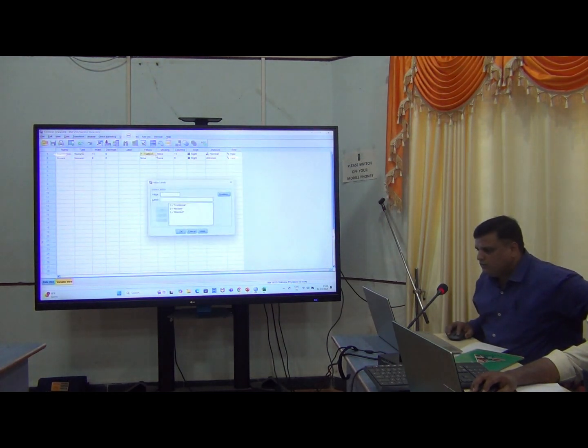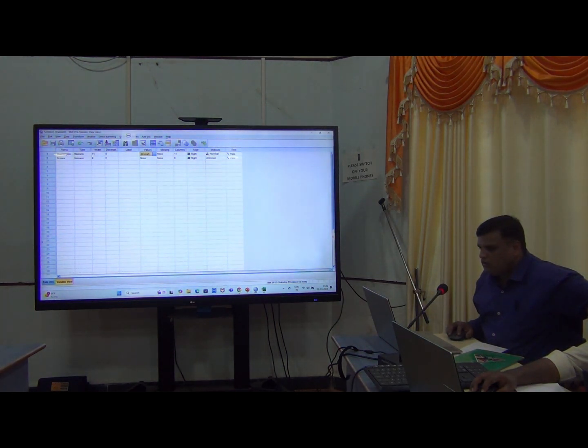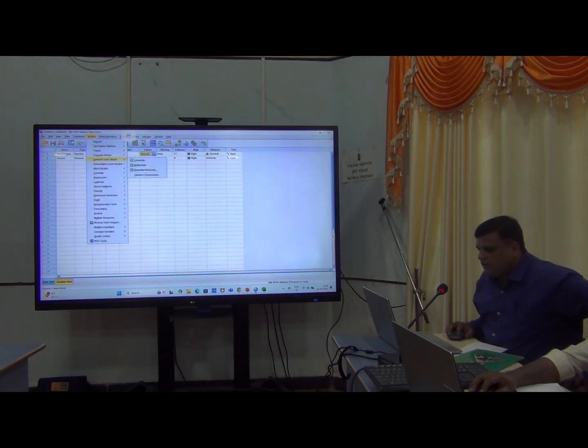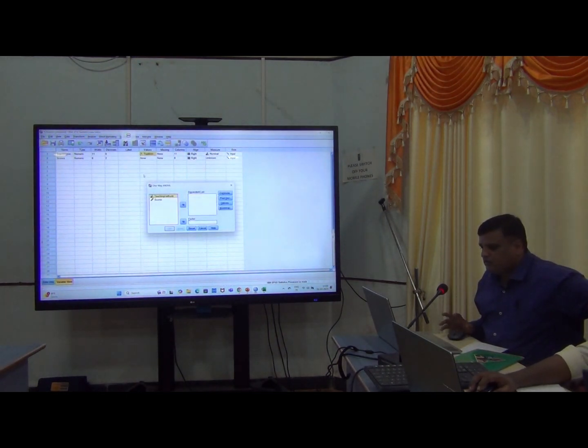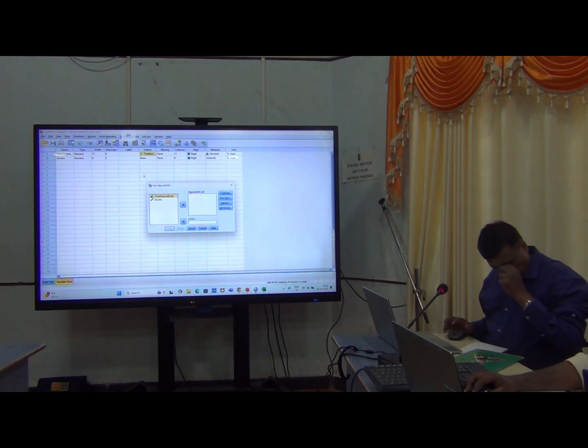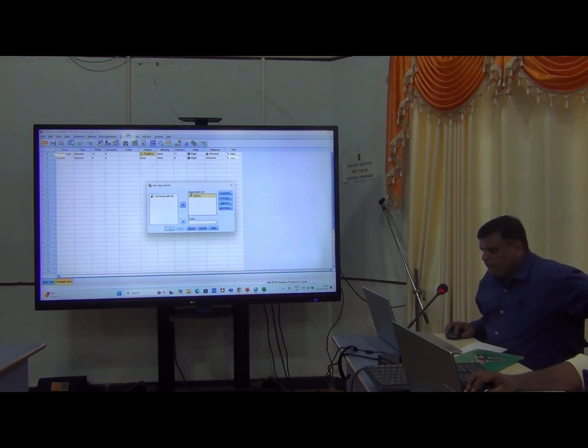So if you go here, one is traditional, modern and blended. Go to Analyze, Compare Means, there is One-Way ANOVA at the last. Click on One-Way ANOVA. Now our dependent variable is scores. The factor variable is the methods groups. How many groups are there? There are 3 groups. So that is our factor variable.